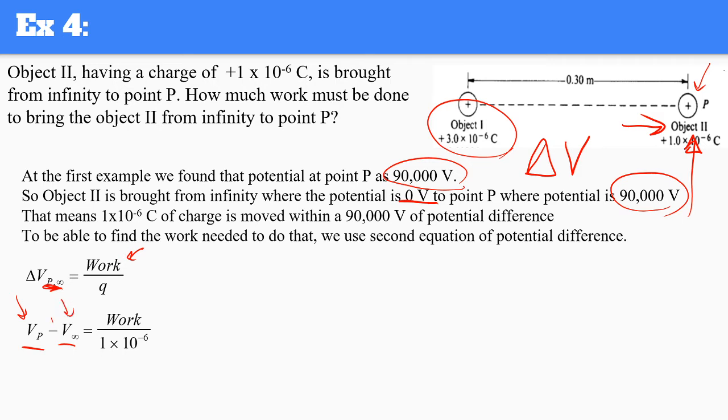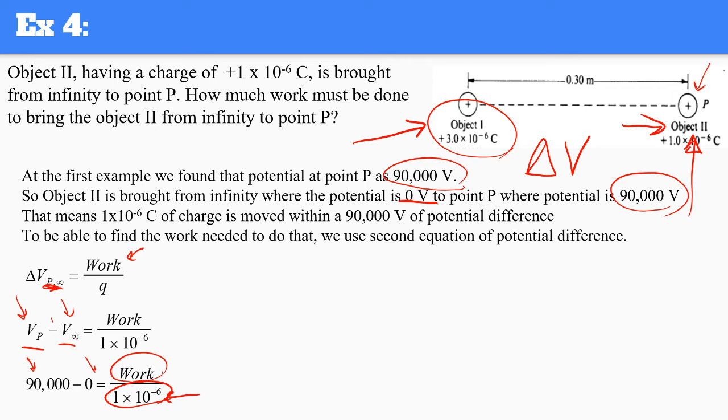And it's going to be equal to basically work divided by the charge amount that we have. Once we plug in all of the numbers, at P we had 90,000 potential, at infinity we have 0 potential, and it's basically work divided by the charge that we are moving around. So you see this guy, the 3 times 10 to the power negative 6 coulombs of charge, creates the potential, but 1 times 10 to the power negative 6 charge is moved within the potential differences. So this is basically the key.